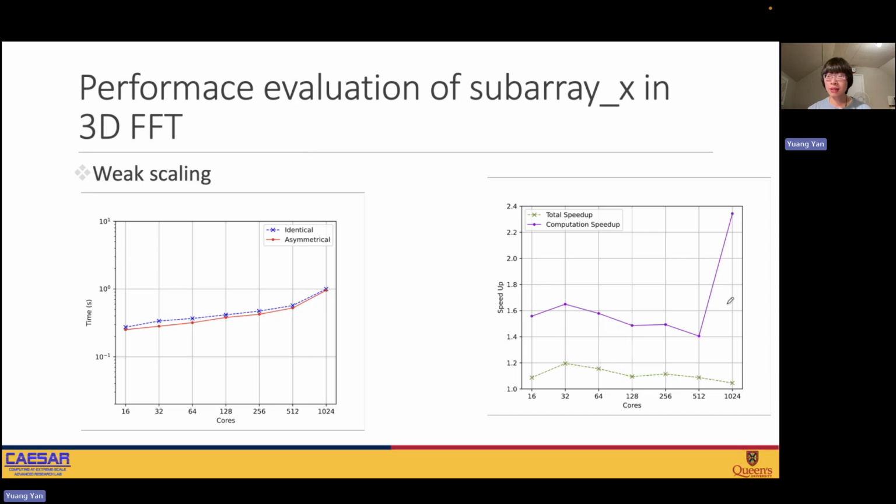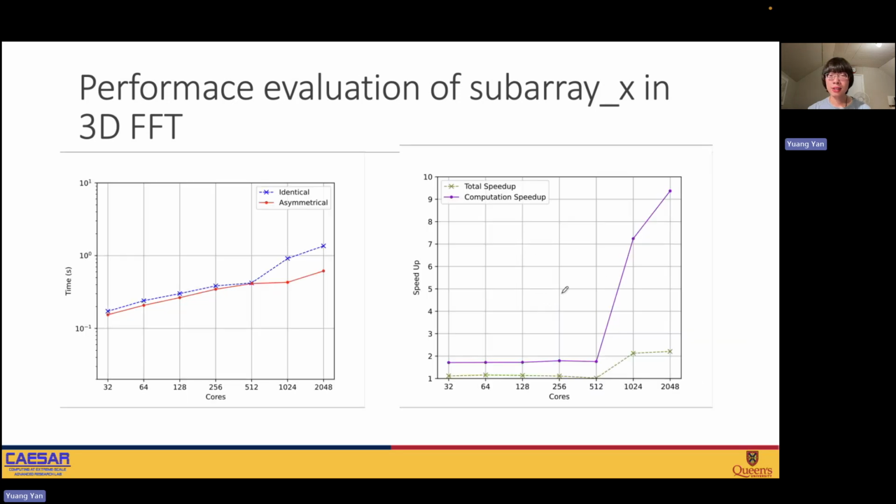And we have a spike when the core count is equal to 1024, which we are surprised by, because from the previous test of strided penalty, the speedup should be around 2. And the spike in another setting is more exaggerated, with 9 times speedup and 7 times speedup of pure computation, when the cores are 1024 and 2048.